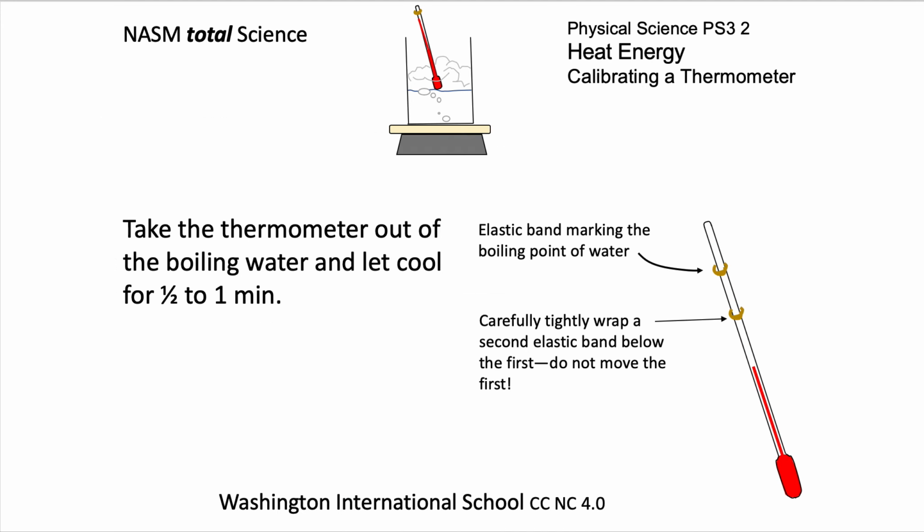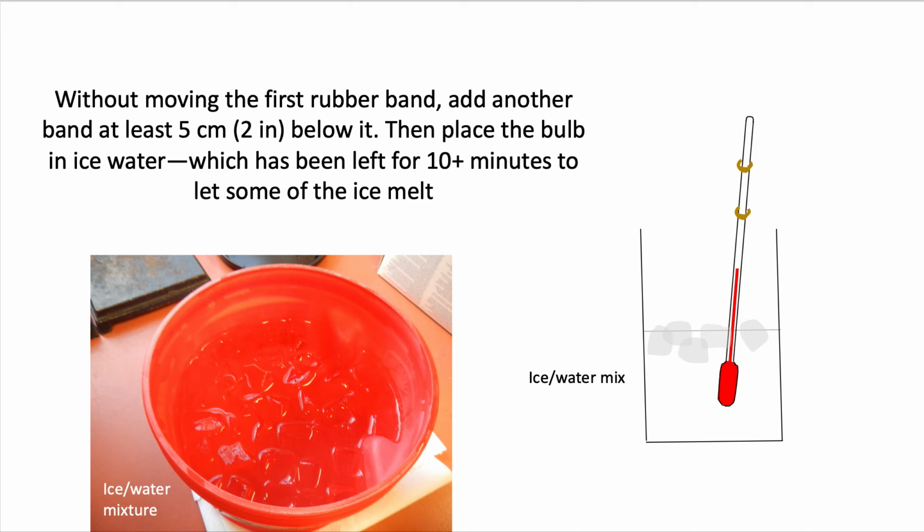And you're going to take the thermometer out of the boiling water, steam again, and you're going to put a second elastic band tightly around the thermometer stem below the first one. Don't move the first one because that's your boiling temperature. So after about a minute or so, you're going to put it in an ice water mix that's already been left to reach freezing point for 10 or more minutes. So you know it's going to be 0 degrees Celsius.